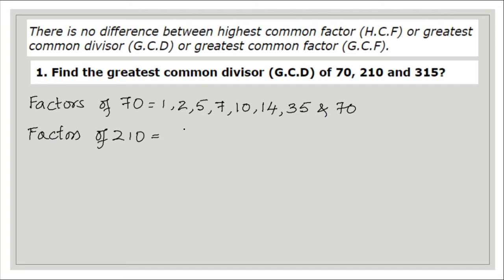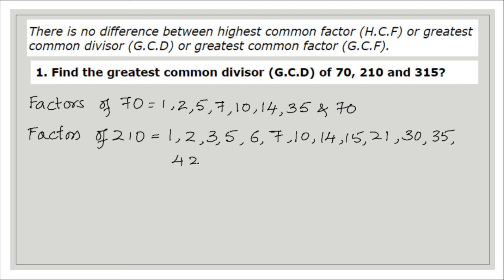The factors of 210: it is divisible by 1, it is also divisible by 2, 3; 70 times 3 is 210, 5, it is divisible by 6 also, it is divisible by 7, 10, 14, 15, 21, 30, 35, 42, 70, 105 and 210.